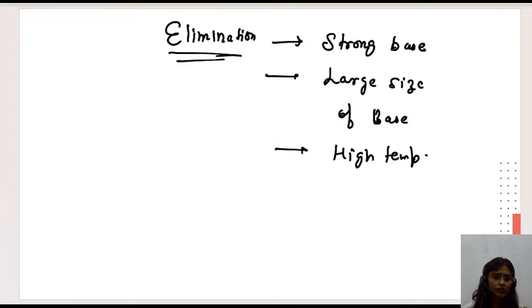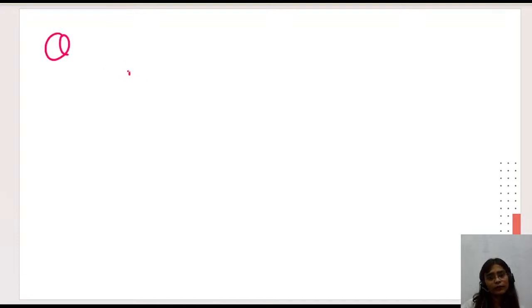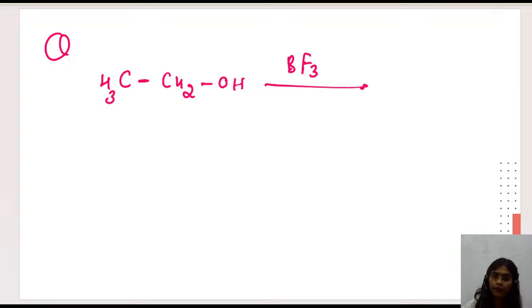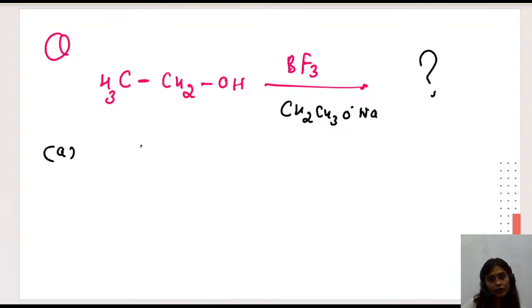Now let's see how to proceed with this. This is a question for you. The question is: CH3, CH2, OH, and I am using BF3, and CH3CH2O negative Na. You have to identify the product. The options are: option A, CH3 carbon double bond CH2.